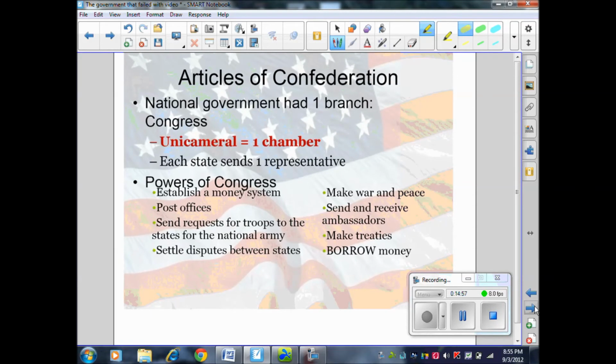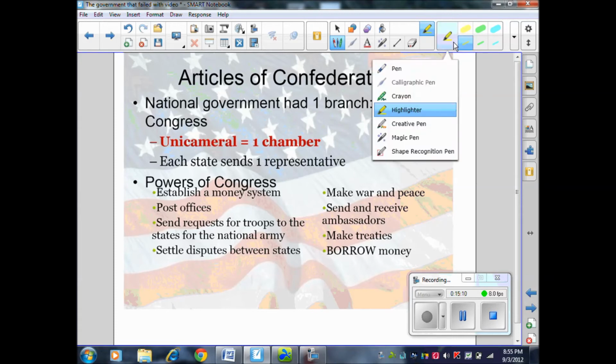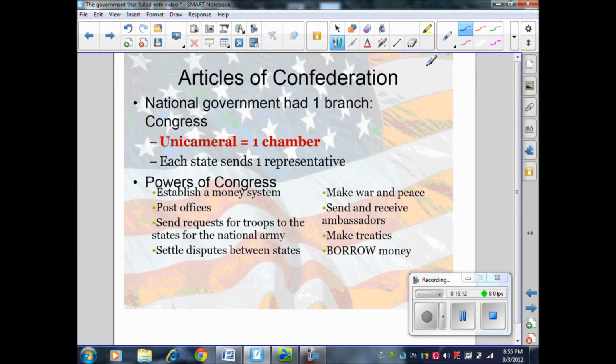So what did it do? What was it made of? That's the next thing you want to ask yourself: what was the Articles of Confederation? So it was very, very simple. It was a very simple form of government. Let's see if I can write simple so we can remember that word on the slide, that the Articles of Confederation was simple. Let's see if we can fit this here.